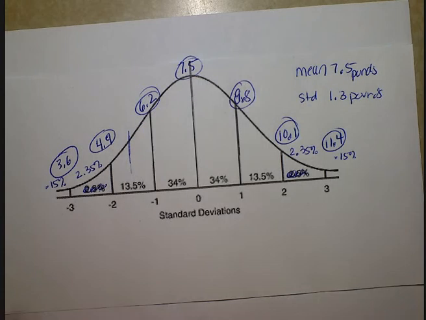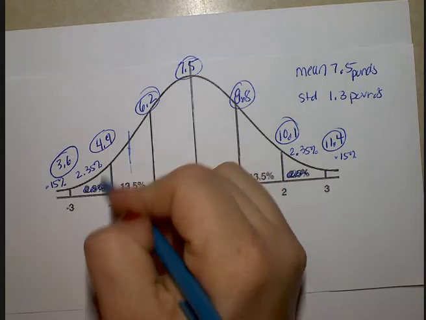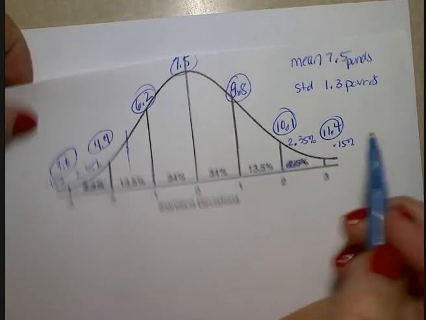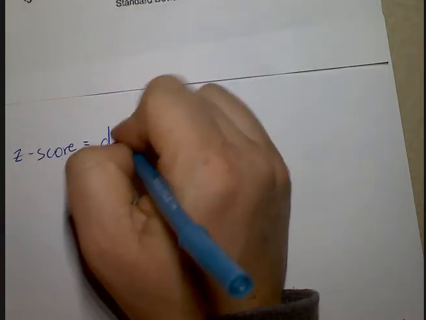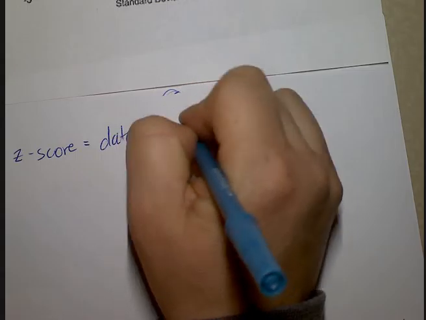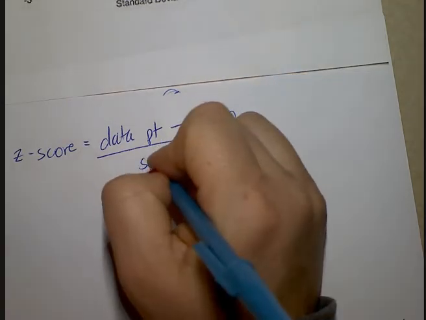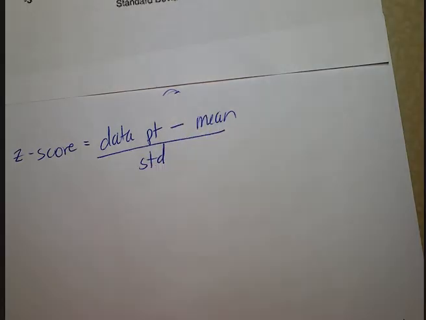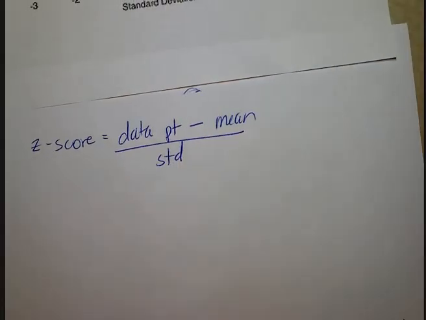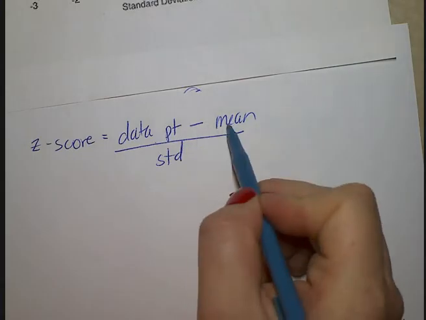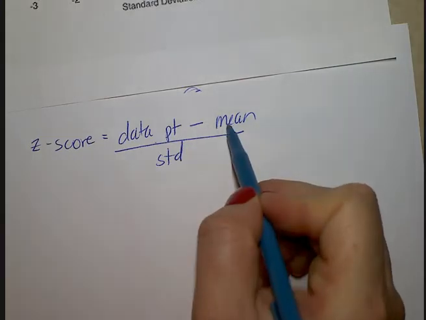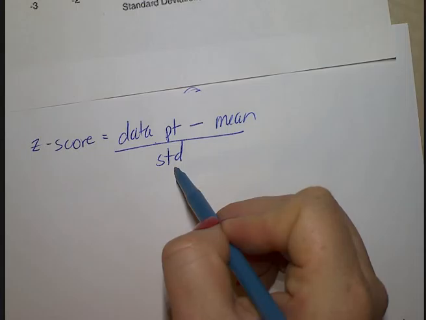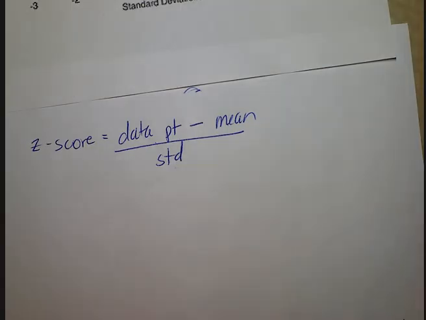So when it does not give you that, if it doesn't land on the lines, here's the formula. This is a review. Maybe you should write this down. The z-score is the data point, subtract the mean, or average, over the standard deviation. The data point I asked for was 5.5, the mean for this problem is 7.5, and the standard deviation is 1.3. Please calculate and do not say the answer out loud.